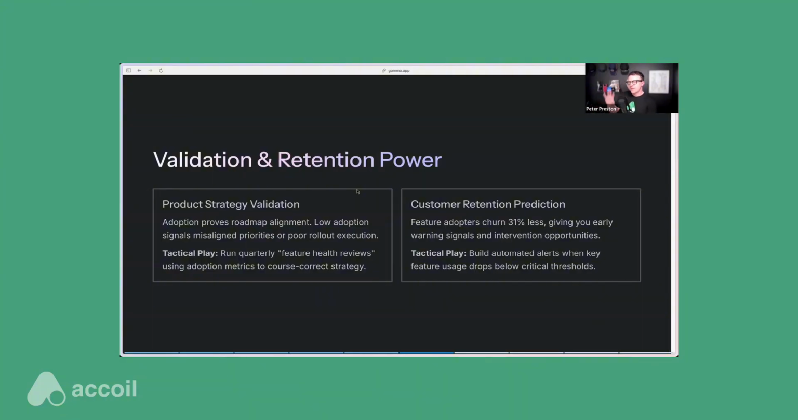And part of this validation and retention is actually keeping customers and being able to predict which customers you're going to keep. That gives you early warning signs, perhaps if you can see that a really big account isn't adopting the features that you know they should be. That could be an early warning sign. You can build automated alerts on the back of that to get your CSMs or account managers to jump in, reach out, say hi, and educate people on these really important features to bring that adoption number back up.